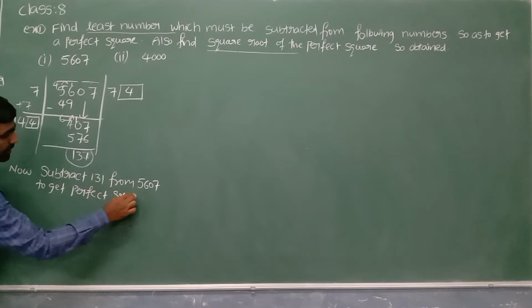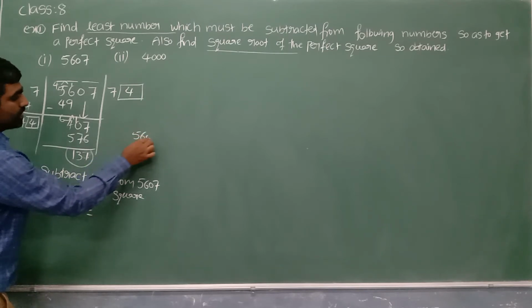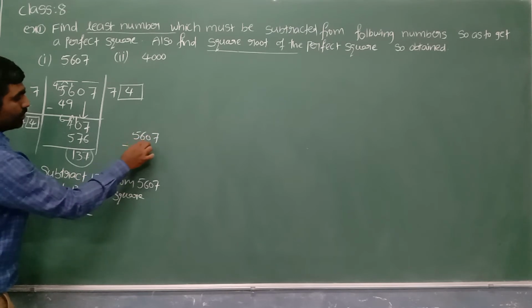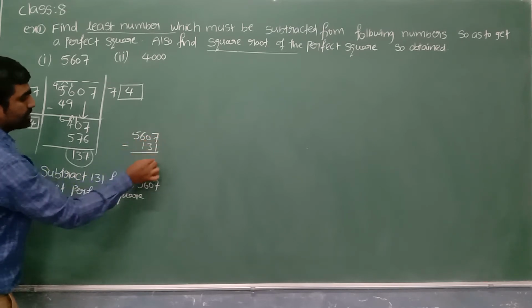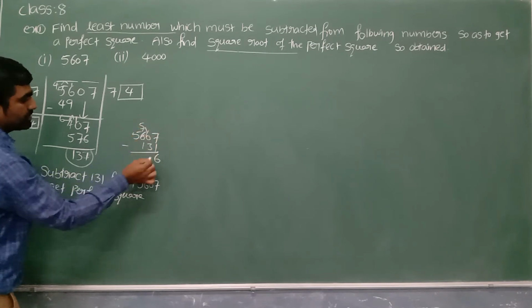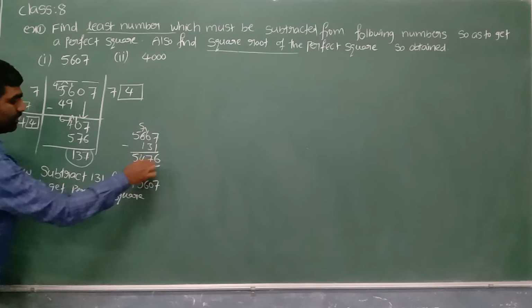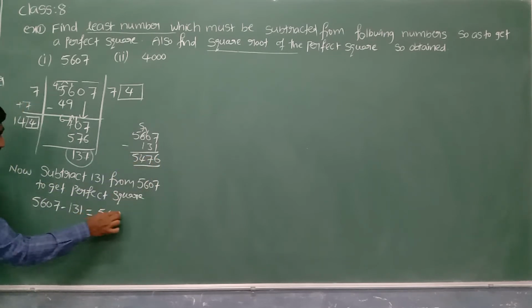Yes, perfect square. Now 5607 minus how much? 131. Yes, 5607 minus 131. 7 minus 1, 6. We'll borrow here 10, here 5 left. 10 minus 3, 7. 5 minus 1, 4. Here 5 left. I got 5476.